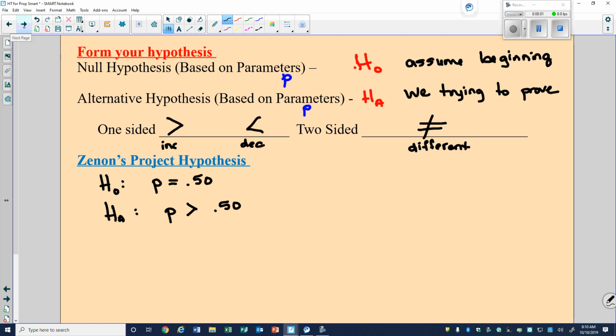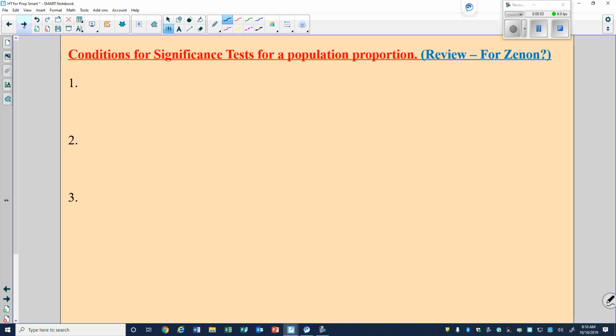Okay, now once you've set up your hypothesis, you're going to have to do some condition checks. So condition check number 1 is your study had to be random. And you're just going to verify that by however you chose this. Did you do a simple random sample? Did you randomly assign treatments in an experimental study? But just verify that you have included randomization in some way, some fashion.